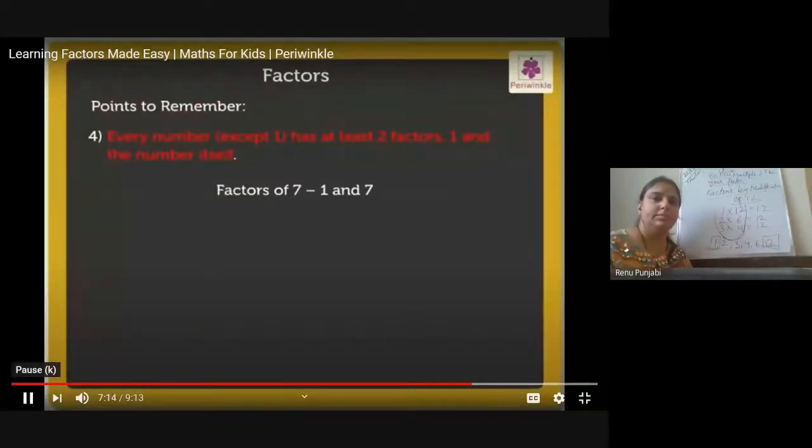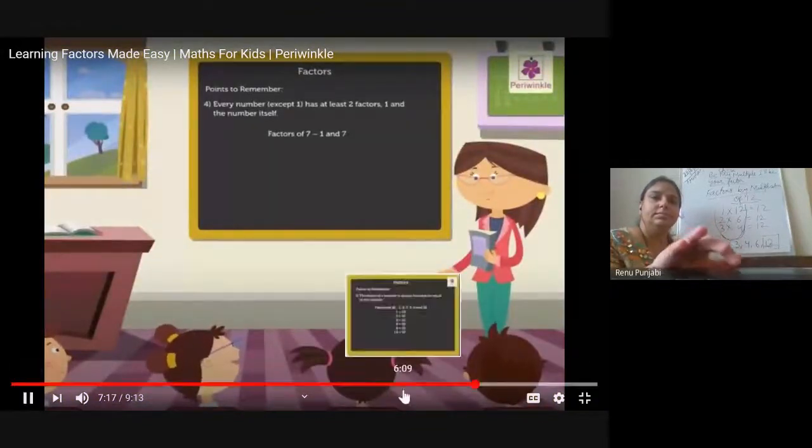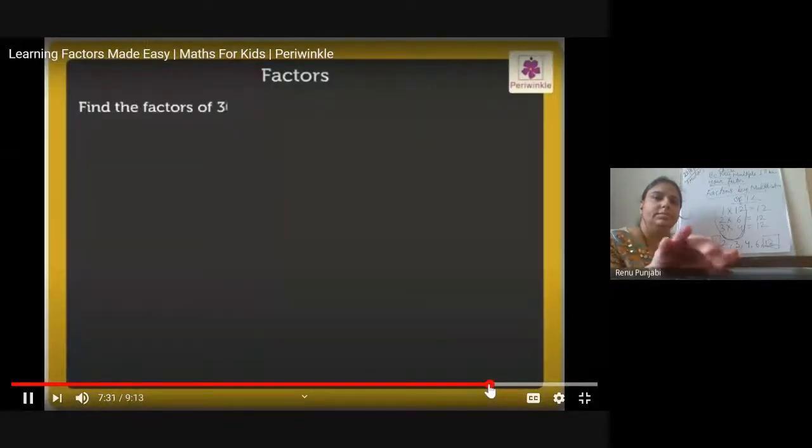Do remember these points properly. They will help you to find the factors of 30. Now your task is to wait. I will give you the number.